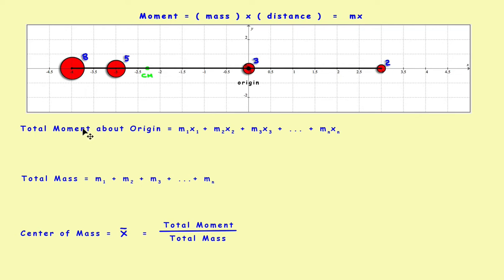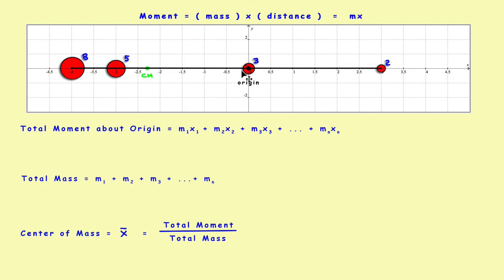First of all, we found the total moment about the origin for the entire system. And the moment is just mass times distance. So it was each mass times its distance from the center, and that gave you the total moment. Then in step 2, you had to find the total mass, and that was just a matter of adding up each one of the individual masses. And then finally, to find the location of the center of mass, which we called x bar, you would just divide the total moment by the total mass, and that would give you the location of the center.